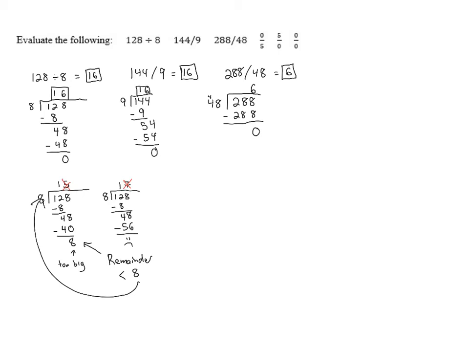All right. Let's look at the last 3 problems, and I'm going to do them down here just because there's a lot of space down here. 0 divided by 5. We could also write that like this, 0 divided by 5. I'm also going to look at 5 divided by 0. And we'll look at 0 divided by 0 in the end.